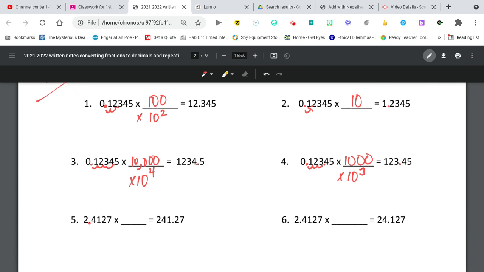Here it's between the 2 and the 4. On this side it's between the 1 and the 2. So I have to move it 1, 2 places. 100 has 2 zeros. So I'm multiplying by 100, or 10 to the second power. Here it's between the 2 and the 4. Here it's between the 4 and the 1. So I had to bump it 1 place, which means I'm only multiplying it by 10.